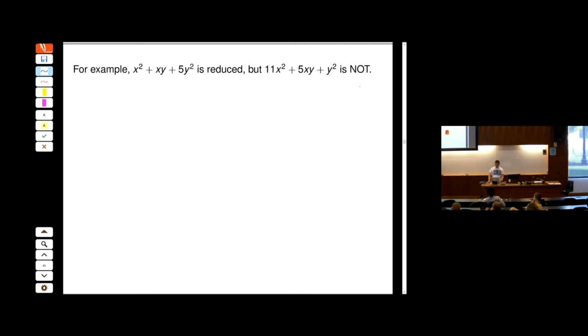And so, for instance, according to that, the first form, x squared plus xy plus 5y squared, is reduced, but not the second one, because A is bigger than C, and that's not allowed. 11 is bigger than 1.